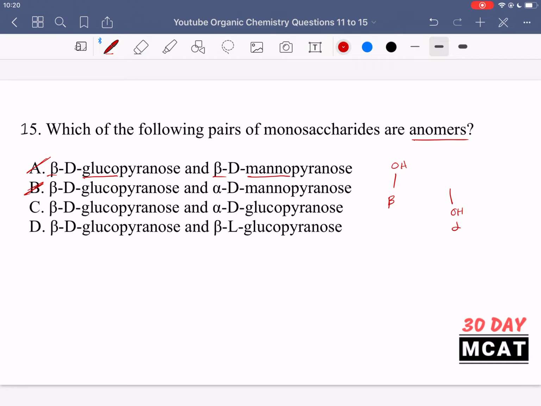B is also incorrect because of the fact that we have, once again, gluco and manno, so different sugars, even though we do have this alpha and beta part down correct, so that part is fine. And then C seems correct, yeah, because we have the beta form of this sugar, glucopyranose, and also the alpha form of the same sugar. So that means that we're talking about glucopyranose and the different Haworth projections that we can get. So glucose, it can open up to its linear form and then close to form the beta form, and then that same sugar can open up, close, and have an attack from the other side to give us the alpha form. Yeah, those are 2 anomers.